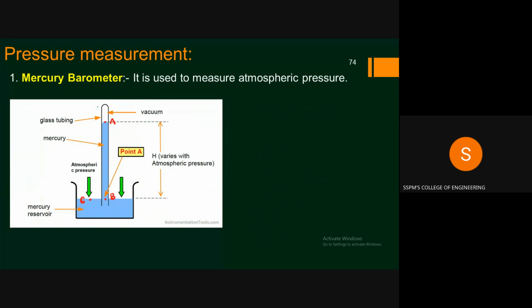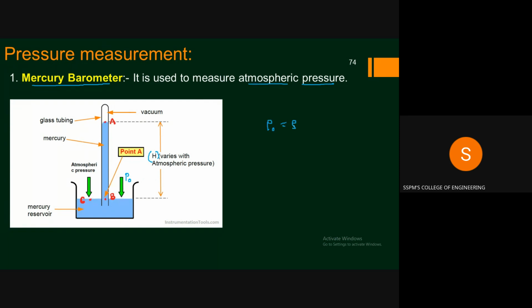Then the next concept we have is the mercury barometer. Basically, the mercury barometer is used to measure the atmospheric pressure. It is just an inverted glass tube, and the fluid used is mercury. Just by measuring the height of the mercury rise in the tube, that is the height h, we can determine the atmospheric pressure. Here the atmospheric pressure is basically P naught.